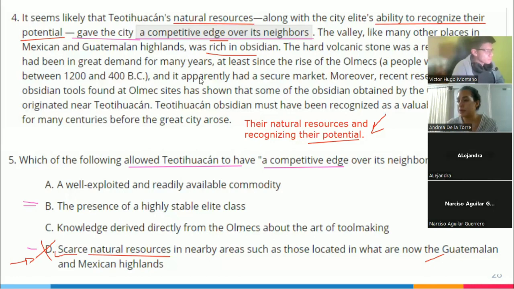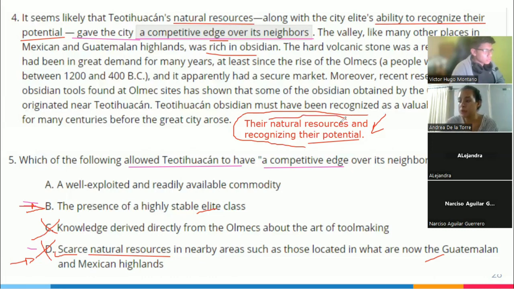Yes. All right. Now let's go for C. It says knowledge derived directly from the flexible toolmaking. That has nothing to do with our answer, right? So toolmaking, knowledge, nope. We are looking for natural resources and the ability to recognize their potential. Now, option B looks good too, because it has the word elite. And part of our answer was the elite's ability to recognize their potential. But again, what about natural resources?